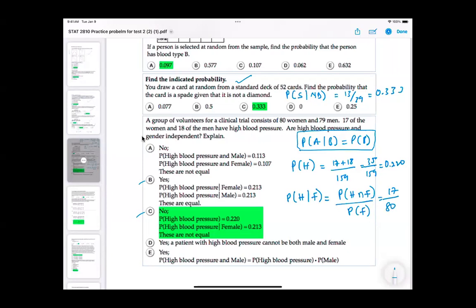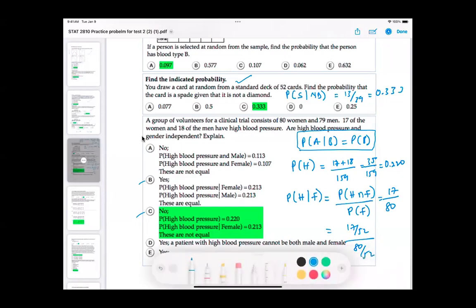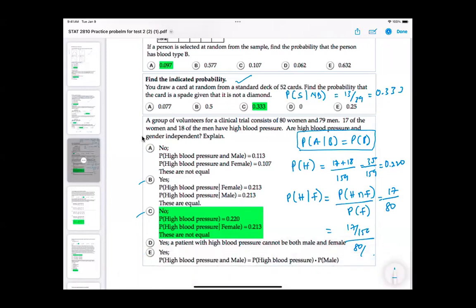I decided to use the numbers because even if I do this, it's going to be 17 over 159 divided by 80 over 159. The 159 is going to cancel. It's the same thing. Is that okay? What do I mean by that? The probability of high blood pressure in female is the same as 17 over 80. The 159s will cancel, so you are still left with 17 over 80.